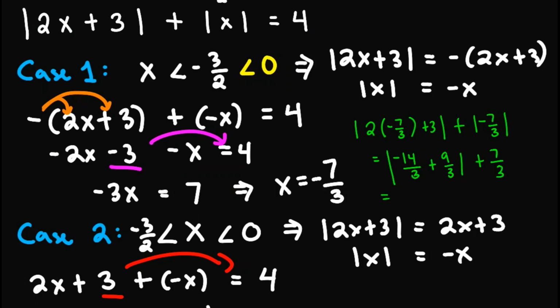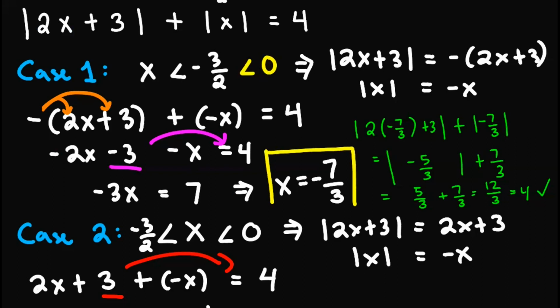The left side of the equation, negative 14 over 3 plus 9 over 3, will be negative 5 over 3. So getting the absolute value of this one, we'll have 5 over 3, then plus 7 over 3, or 12 over 3, or simply 4. So it's correct, since we got this one. So this one out here is a solution to our problem.